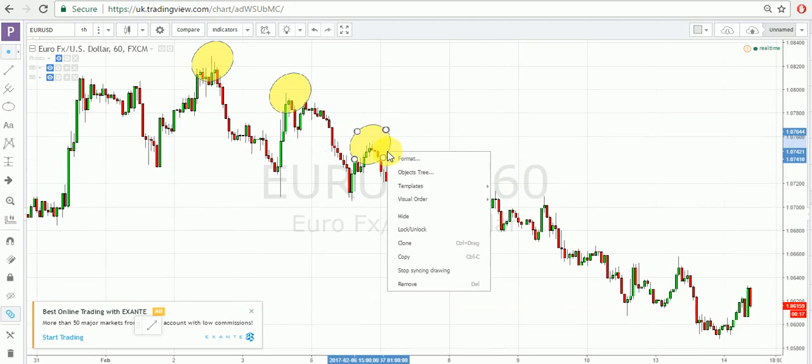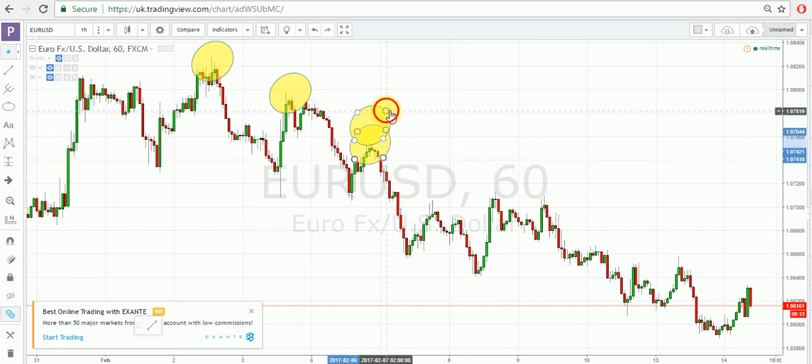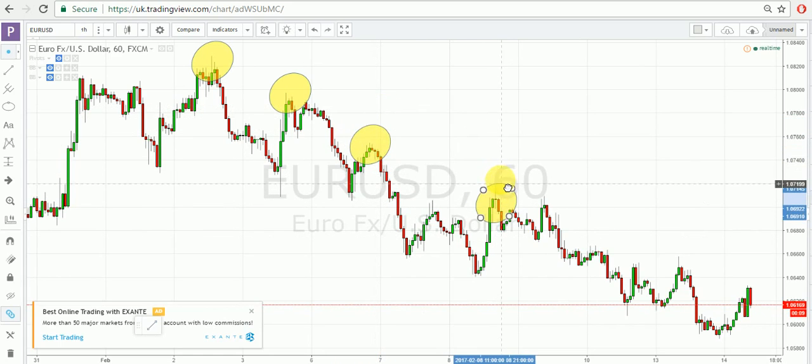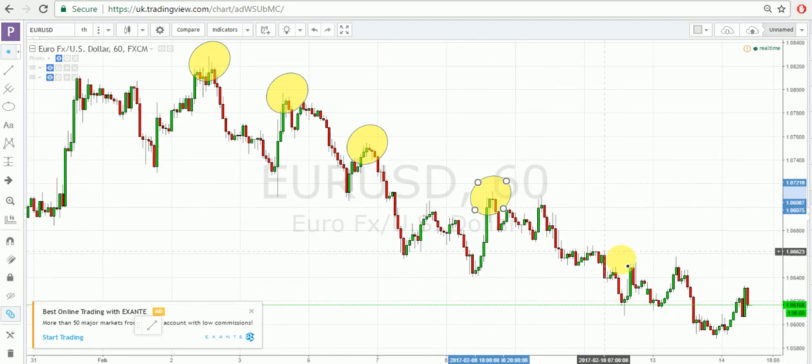So we can see what we're looking for here is just constant lower highs and lower lows. And this one, so you've got 1, 2, 3, 4, could be argued that's 5, 6, 7, and this looks like 8 where we're currently at price at the moment.